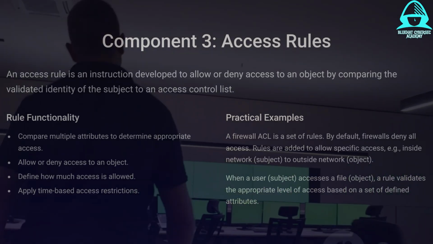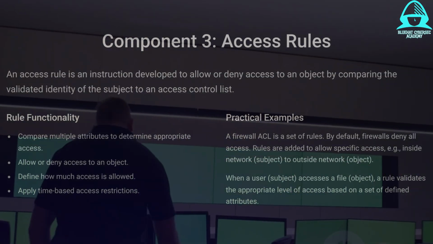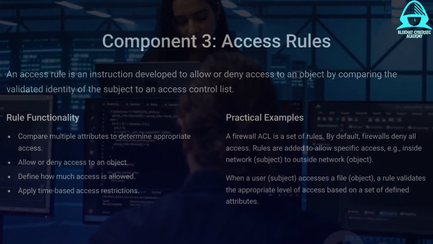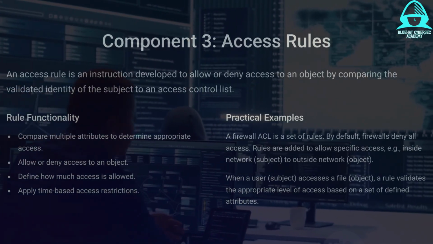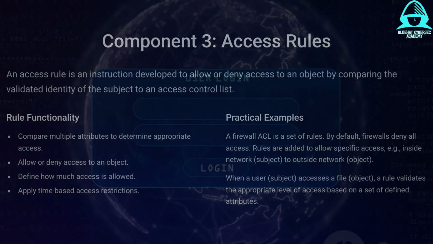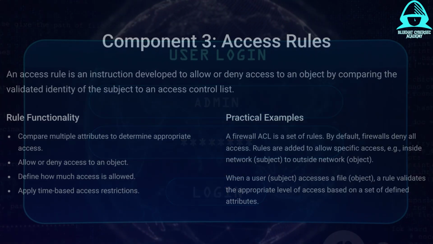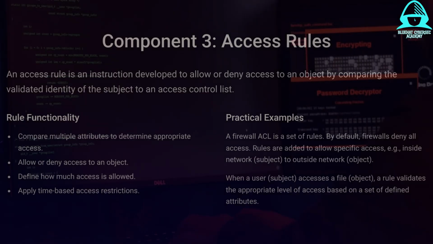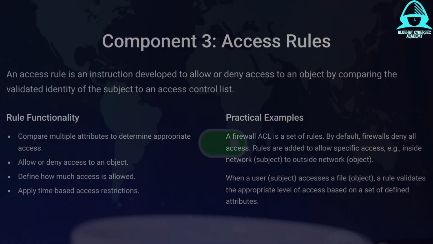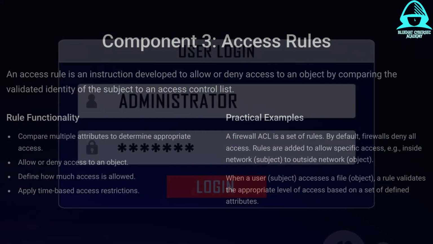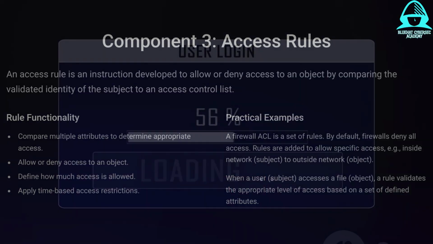An access rule is basically an instruction developed to allow or deny access to an object by comparing the validated identity of the subject to an access control list. One example of a rule is a firewall access control list. By default, firewalls deny access from any address to any address on any port. But for a firewall to actually be useful, it needs more rules. For example, a rule might be added to allow access from the inside network to the outside network. In this case, a rule allows access to the object outside network by the subject having the address inside network.